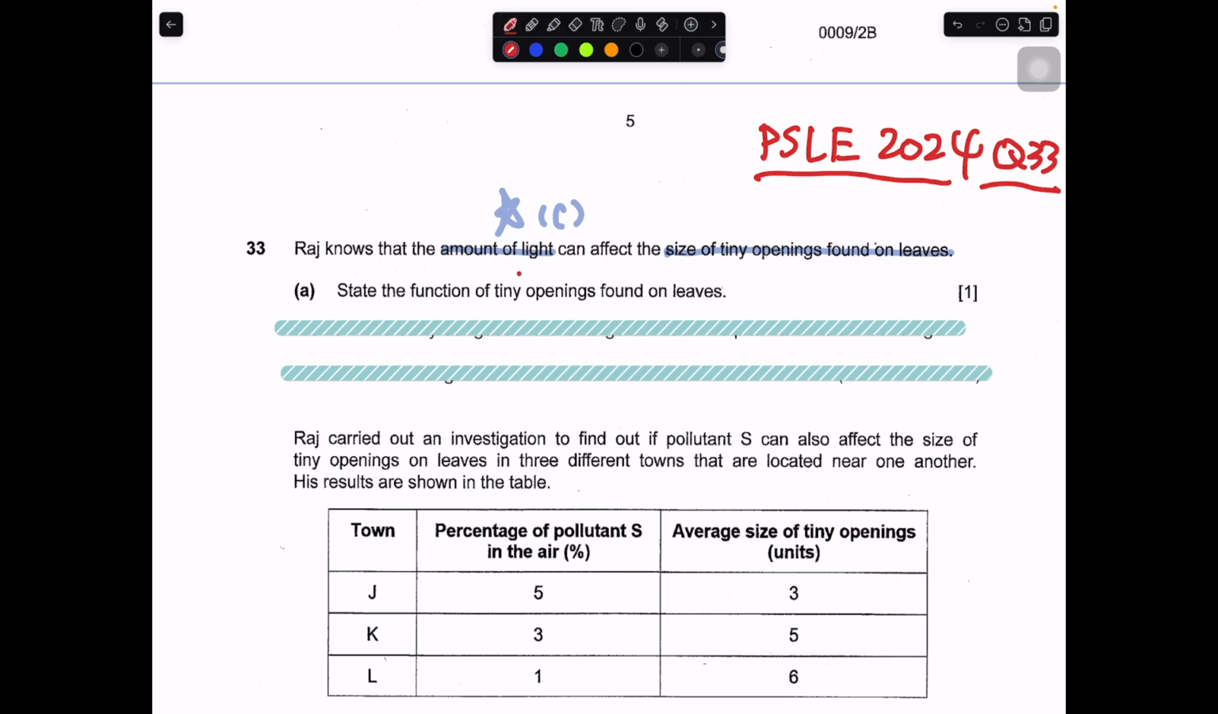So what are these tiny openings? These are actually your stomata. The tiny openings is your stomata. In the textbook term, they will just call it tiny opening, but you have to know that the tiny openings actually means the stomata. So this is a very direct textbook answer.